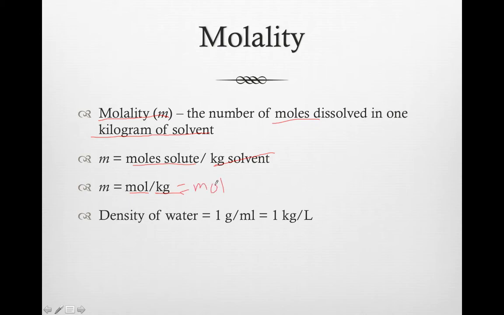To do this, you're going to need to know that the density of water, which is our most common solvent, and I will tell you if it's not water, I'll tell you what the density is so you can calculate it. The density of water is 1 gram per milliliter or 1 kilogram per liter of solution. Those are going to be two very important conversions for you to remember and utilize.